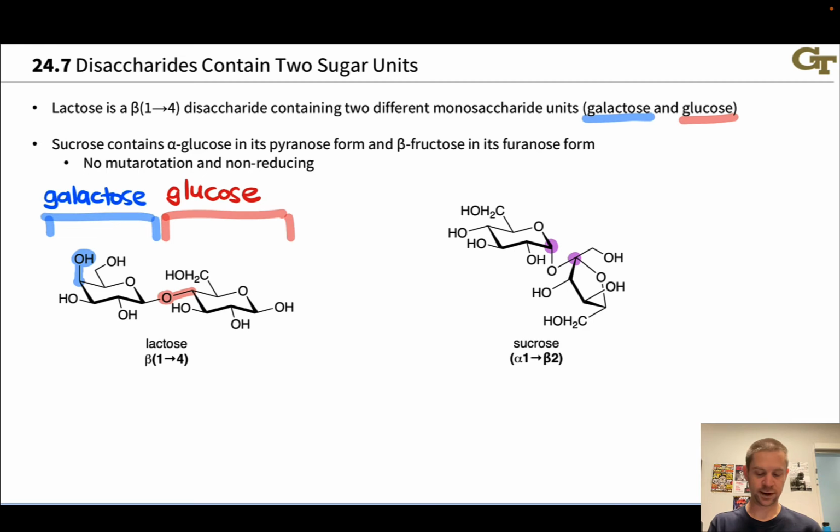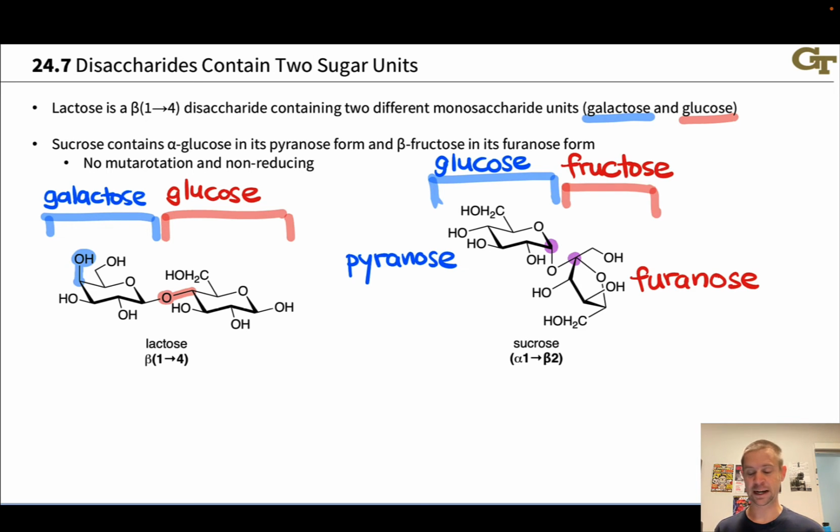And notice the configuration here is the beta configuration, and so it's a beta 1,4 linkage. In sucrose, we've got an interesting situation where we have glucose and fructose units involved. The glucose unit on the left here is in its pyranose form, a 6-membered ring. The fructose unit on the right in this structure is in its furanose form.